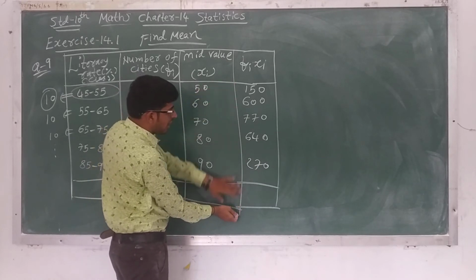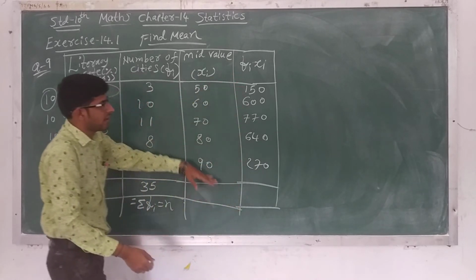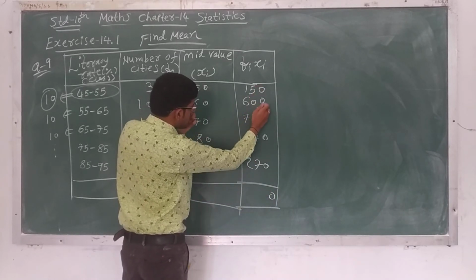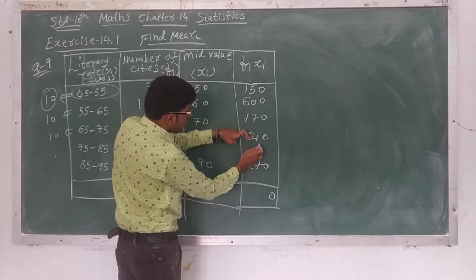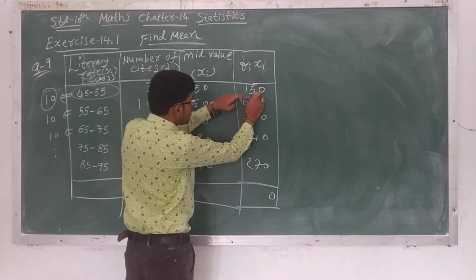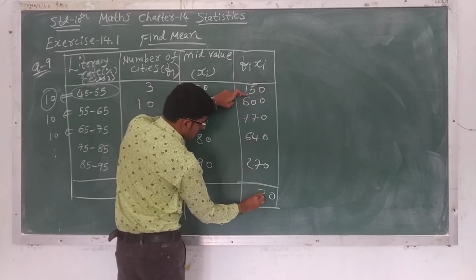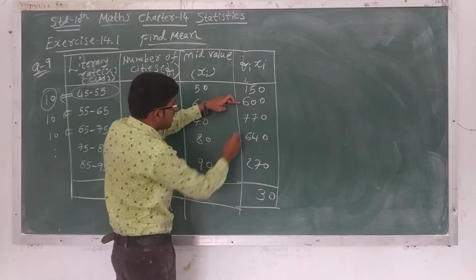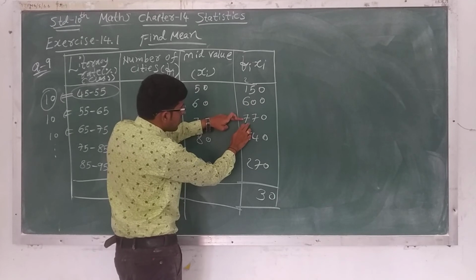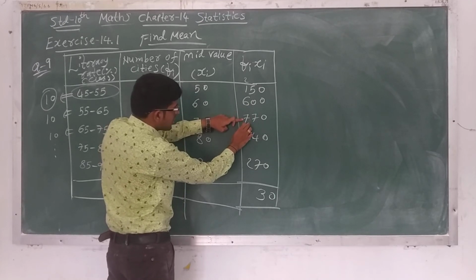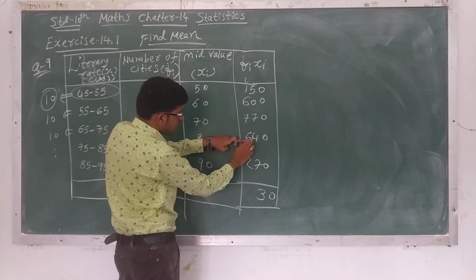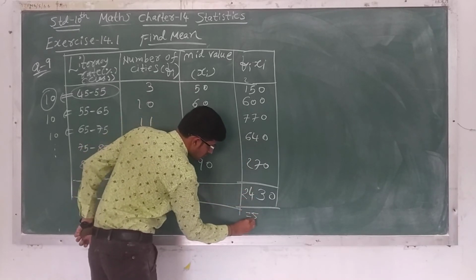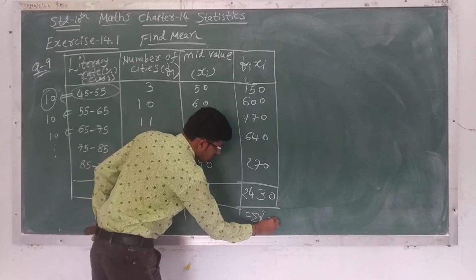Now we have to find the addition of all Fi xi. So here 0. Next, 7 plus 7 is 14, 14 plus 4 is 18, 18 plus 5 is 23, carry 2, 2 plus 1 is 3, 3 plus 6 is 9, 9 plus 7 is 16, 16 plus 6 is 22, 22 plus 2 is 24. This is sigma Fi xi.